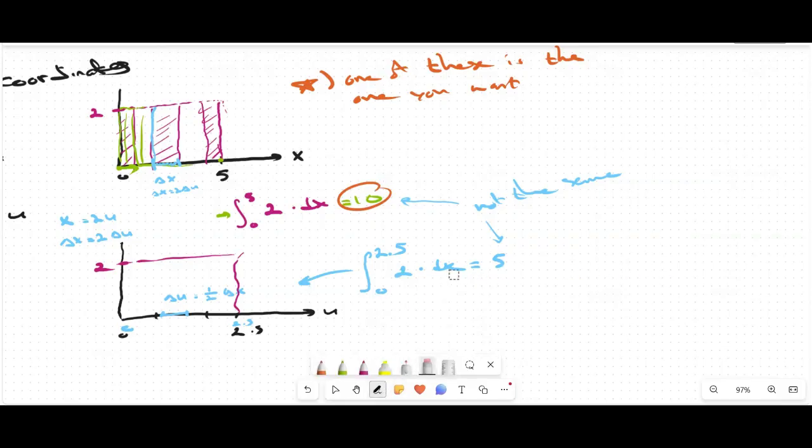I made a mistake. This should be a du right here. Integrating in the wrong coordinate system. I want to integrate over here. I want to write out something like this, but I want the number to come out to be 10.